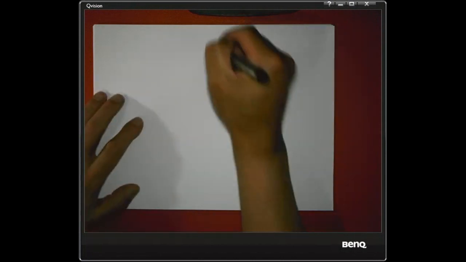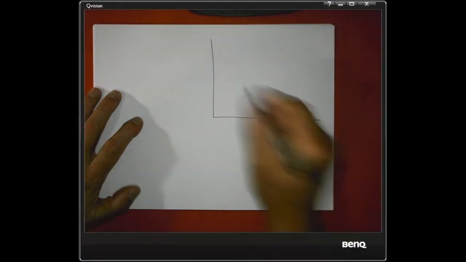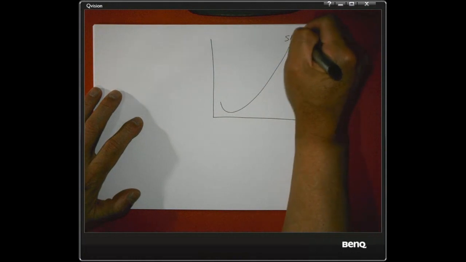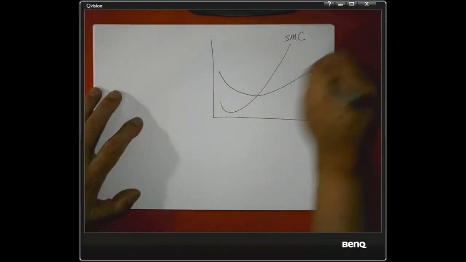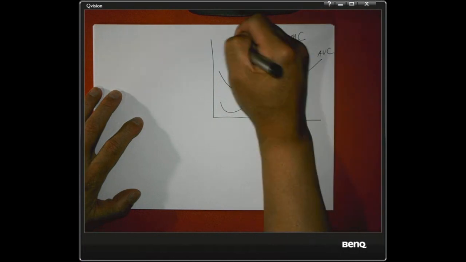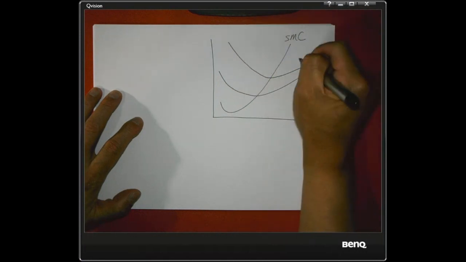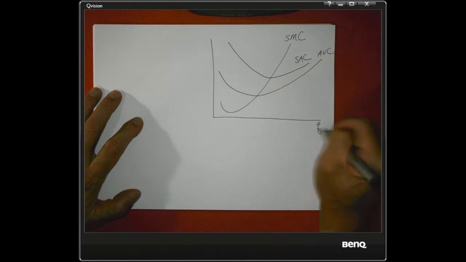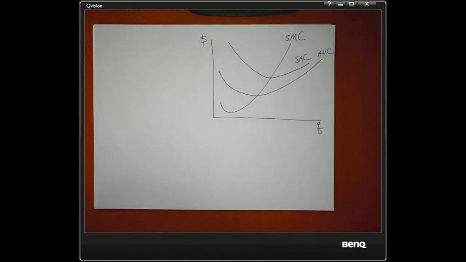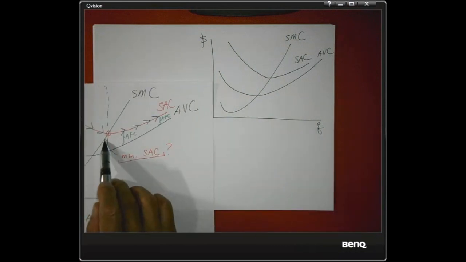Now, we have the short-run marginal cost, average variable cost, short-run average cost. They don't lie on each other. They simply intersect. The short-run marginal cost goes through the minimum of the short-run average cost.